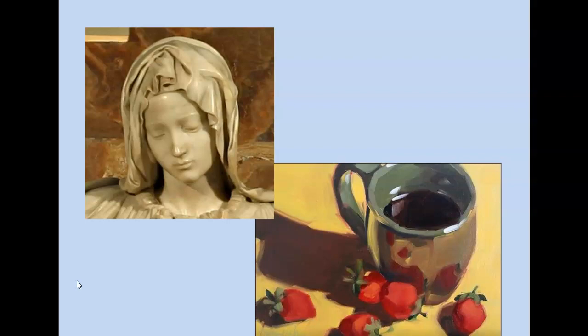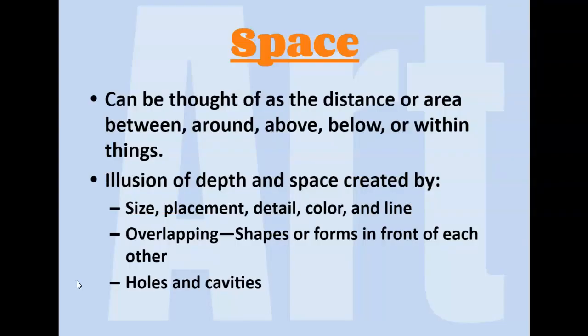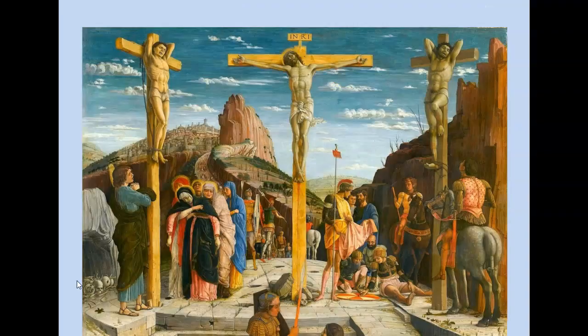And then we have the element of space. Space can be thought of as the distance or area between, above, around, below, or within things. It gives us an illusion of depth and space created by size, placement, detail, color, and line. Overlapping shapes and forms in front of one another can give a sense of depth, and then also having holes and cavities like caves, it gives us a sense of depth as well. The image chosen for this one is of the crucifixion of Christ.